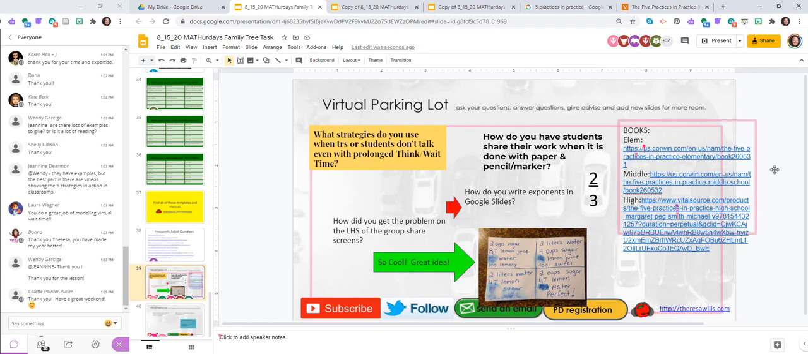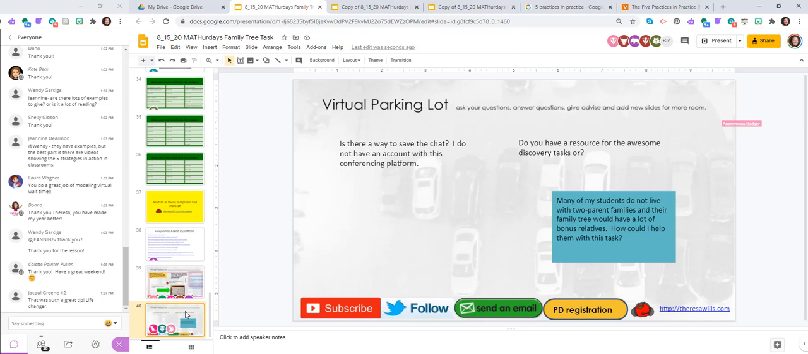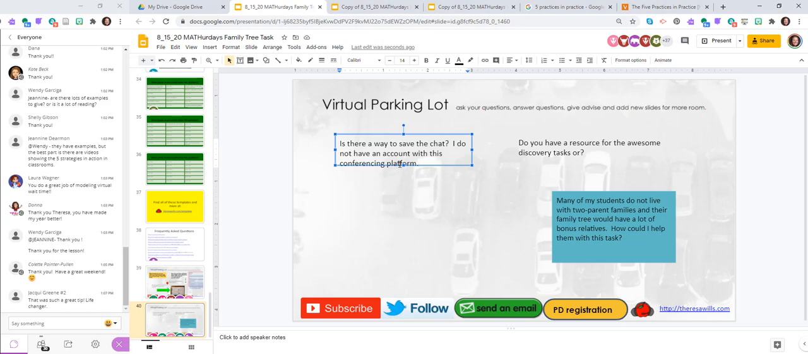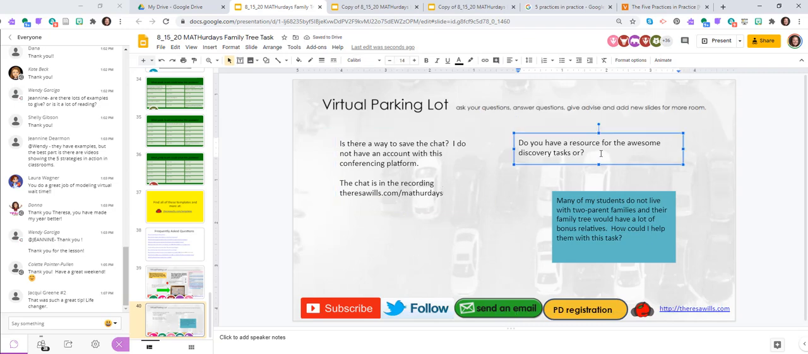Let's see, any other questions? Oh, there's some more in the virtual parking lot below. Is there a way to save the chat? I do not have an account with this conferencing platform. Yeah, the chat is in the recording. You'll notice sometimes I'm moving between windows and we don't see it there, but I try to keep it on almost all the time. So it's part of the recording that I do, and it will be up on teresawills.com/MATHurdays. So it'll be there in a couple hours.